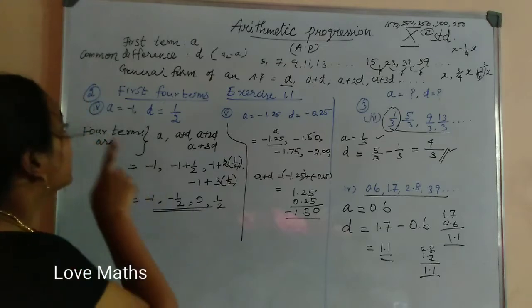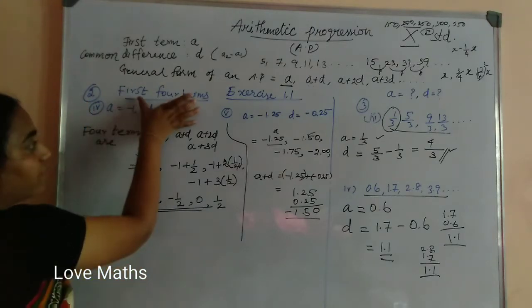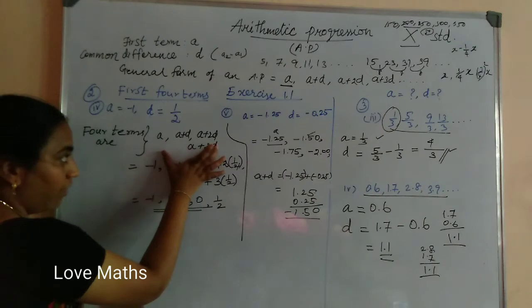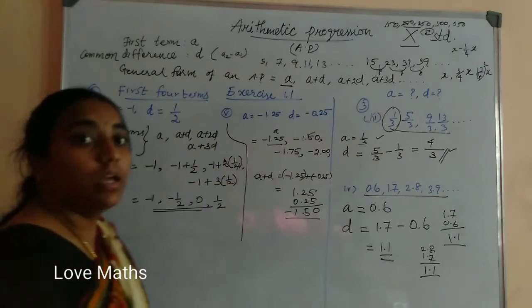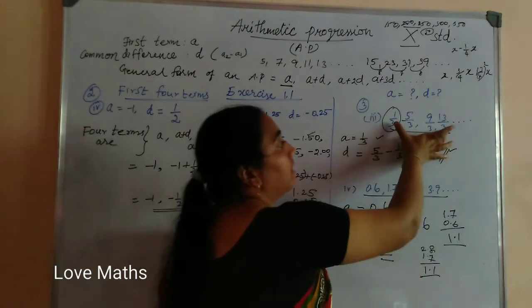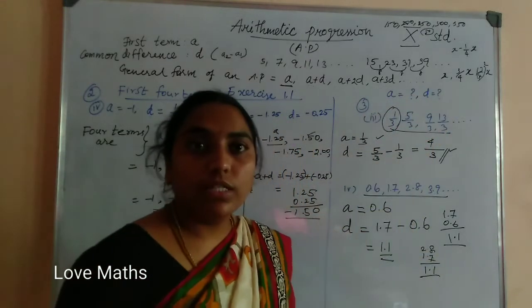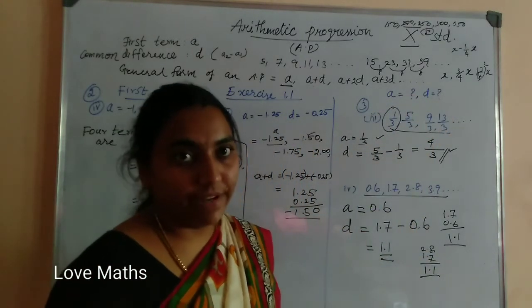The second main question is the first 4 terms. So you just write the general form, substitute, and find out. The third main question: they have given the sequence, and you should find A and D. A means first term, D means common difference.